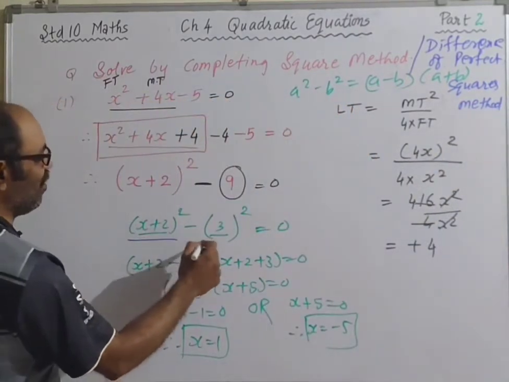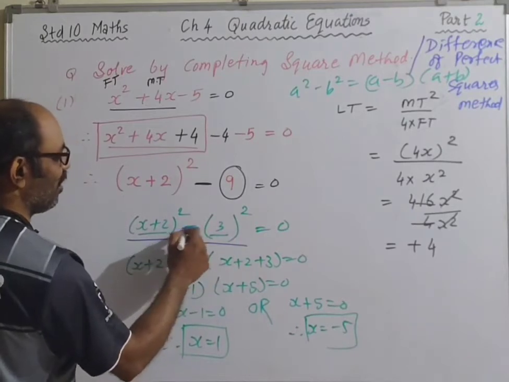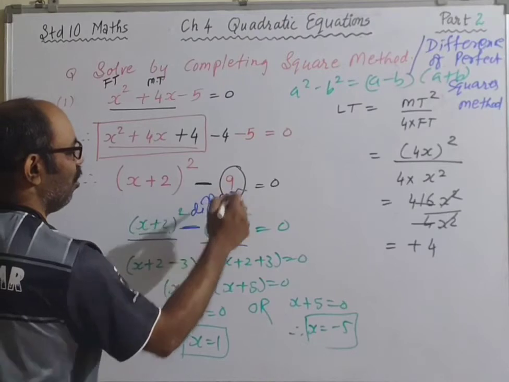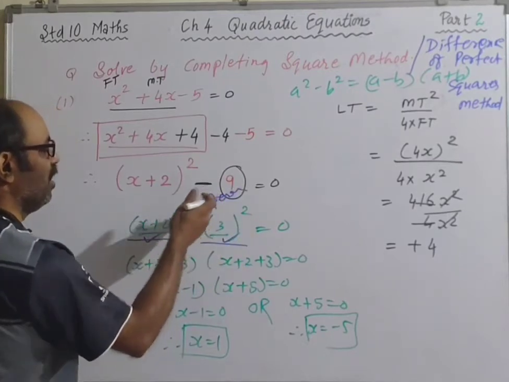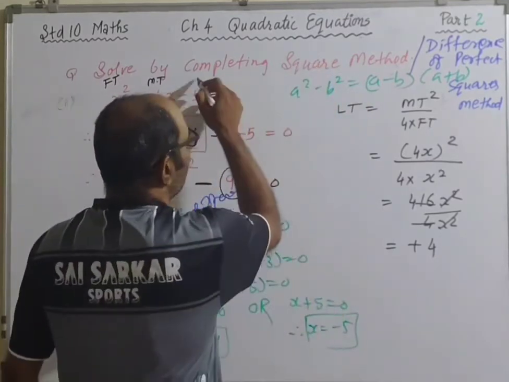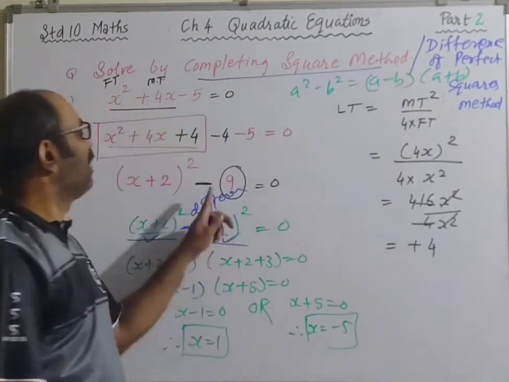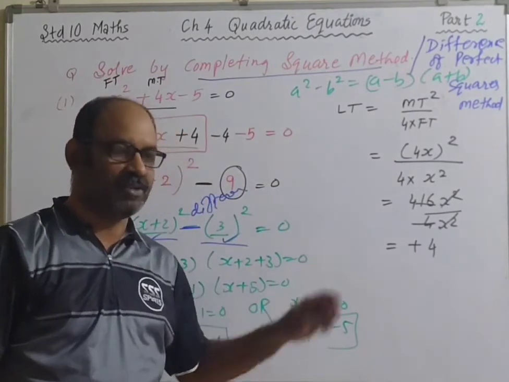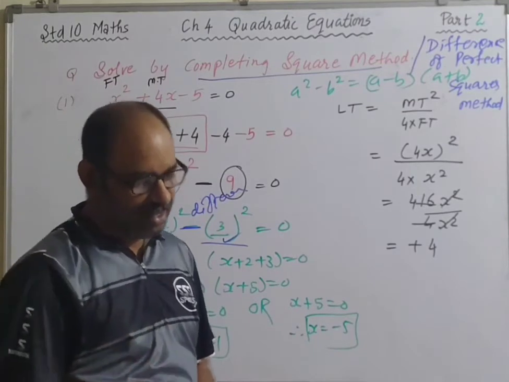Yes, a square minus b square, and this minus, so difference, because of the minus it is a difference, and this is a perfect square and this is a perfect square. So what is this? Difference of perfect squares. But in your book it is given as completing square method. So you can take that minus 9 on the other side and then square root of 9 is plus or minus 3. Alright. Let's see another one.